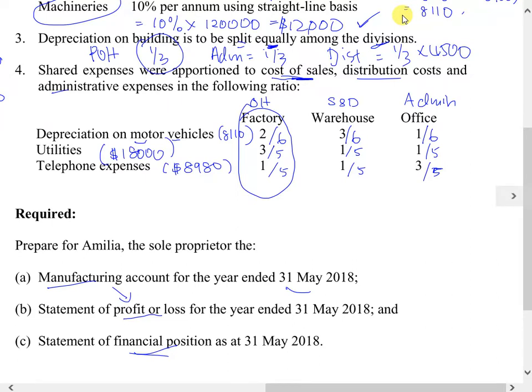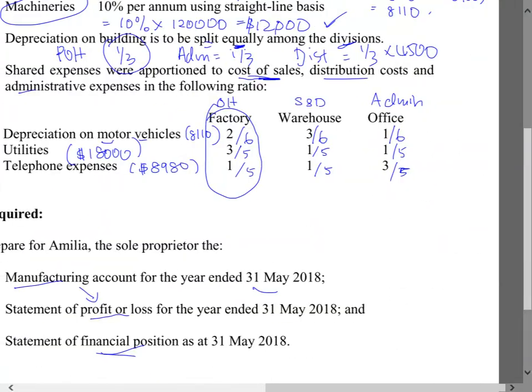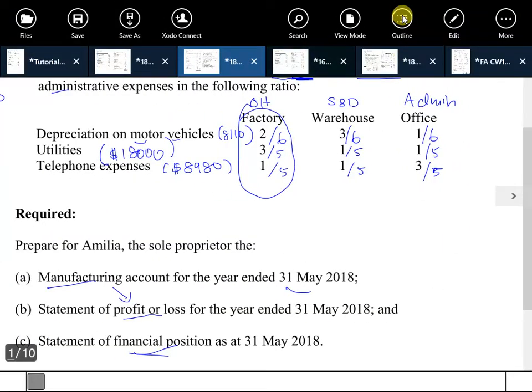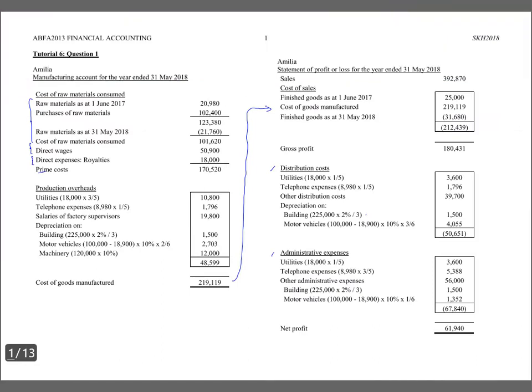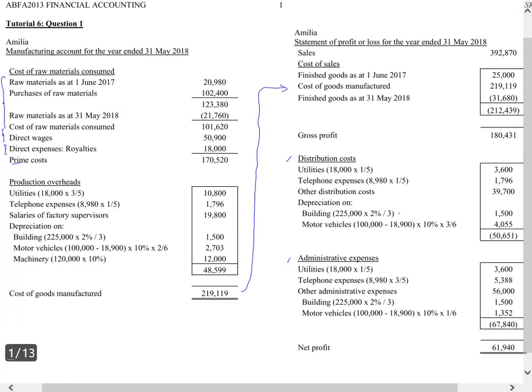So for example, 18,000. You look at the answer here, 3-5, 1-5, 1-5. Utilities 18,000 shared 3-5, 1-5, 1-5. Telephone expenses is shared 1-5, 3-5, 1-5.